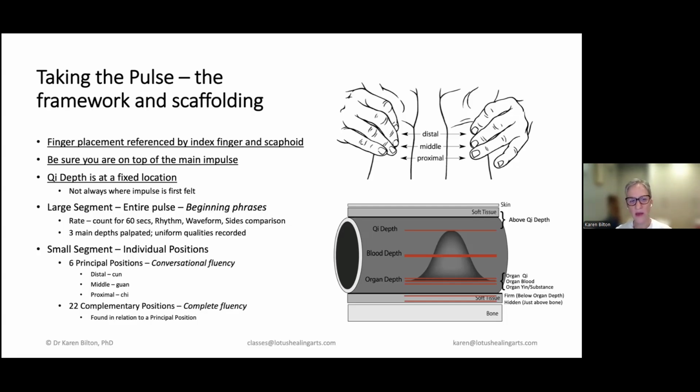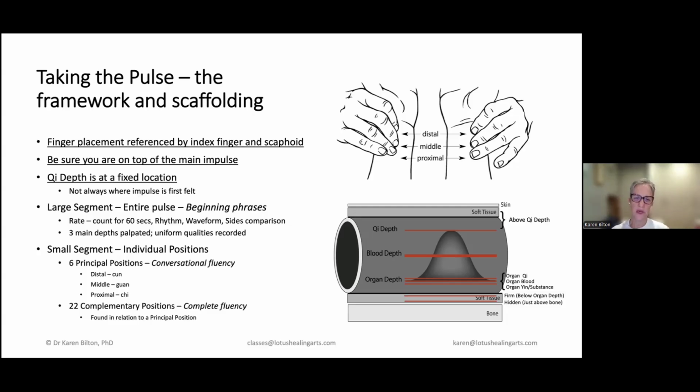And while we're counting, we're feeling for any sort of arrhythmias. Is the pulse speeding up? Is it slowing down? Is it skipping beats? So the rate and rhythm give us an awful lot of information about the state of the heart and circulation. Now, we also have the waveform. The waveform describes how the impulse arrives at and leaves your finger, and that also gives us a lot of information. I'll go briefly into some of these things as we continue through the talk.